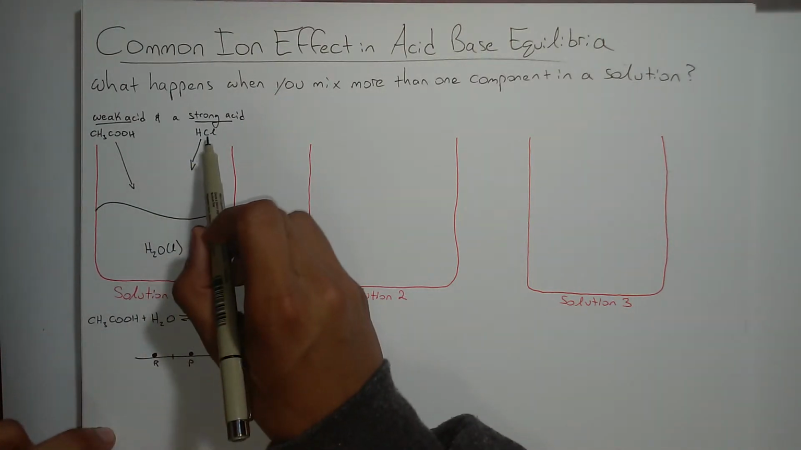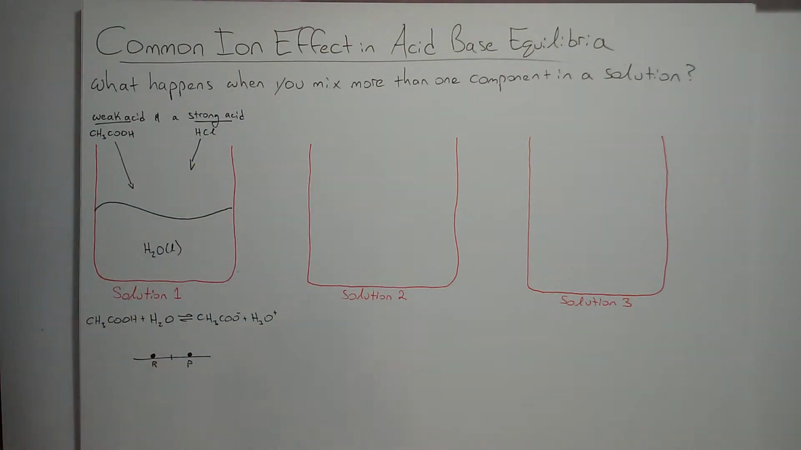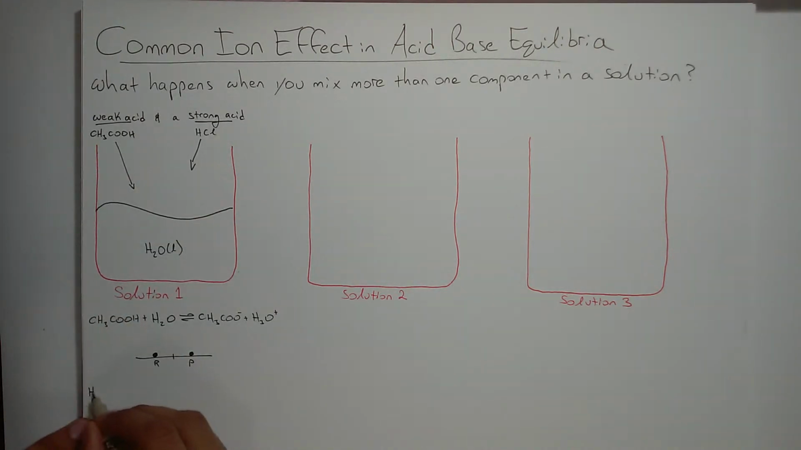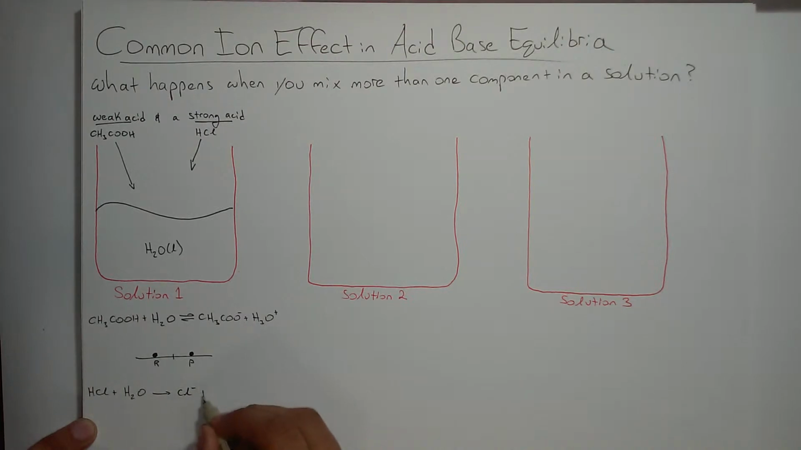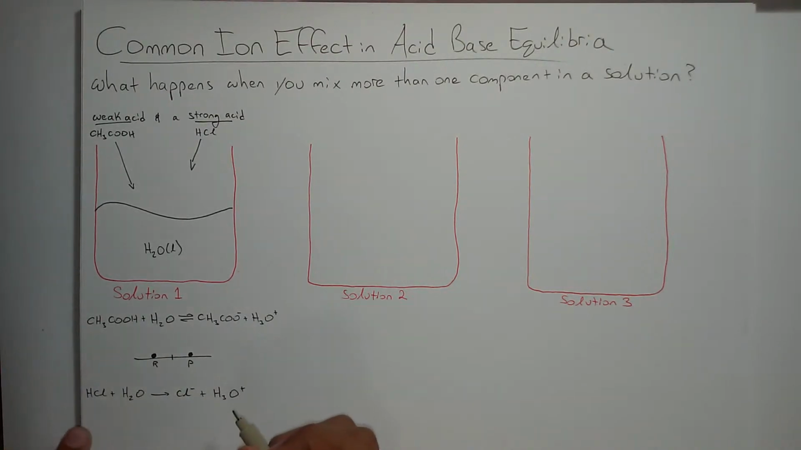Now what happens when I toss a strong acid into water? You guys know that strong acids, when they come in contact with water, completely dissociate. So the question is, how do I draw that reaction out? HCl plus H2O, when they react, it's going to form Cl minus plus H3O plus. Notice that hydrochloric acid completely dissociates when it's thrown in water.